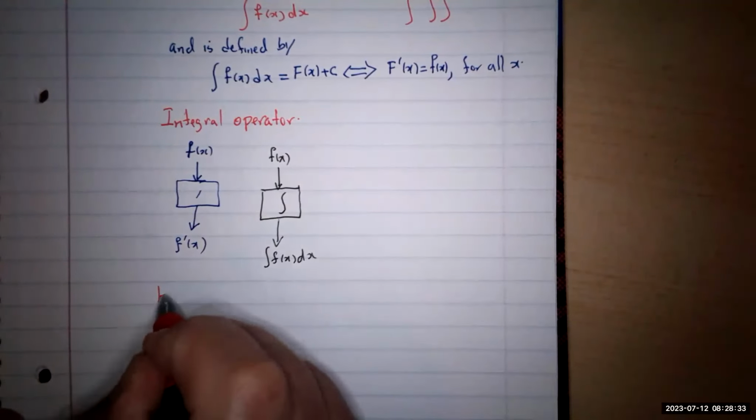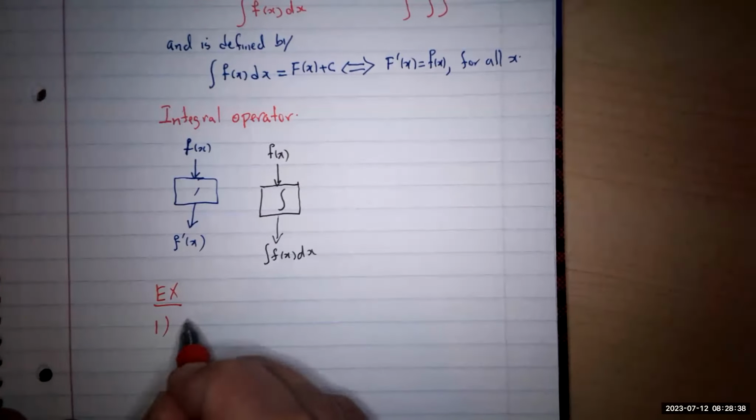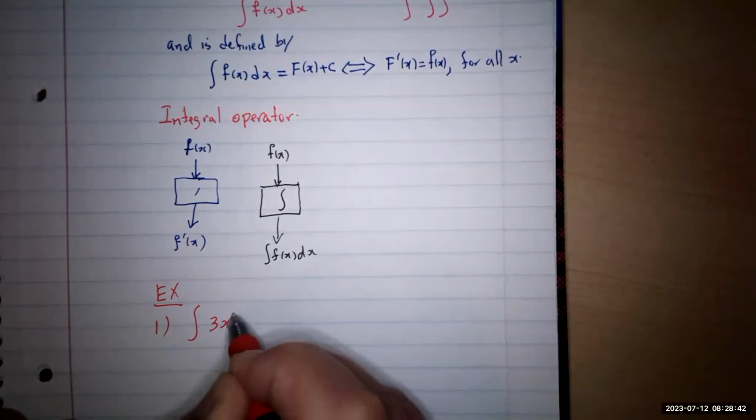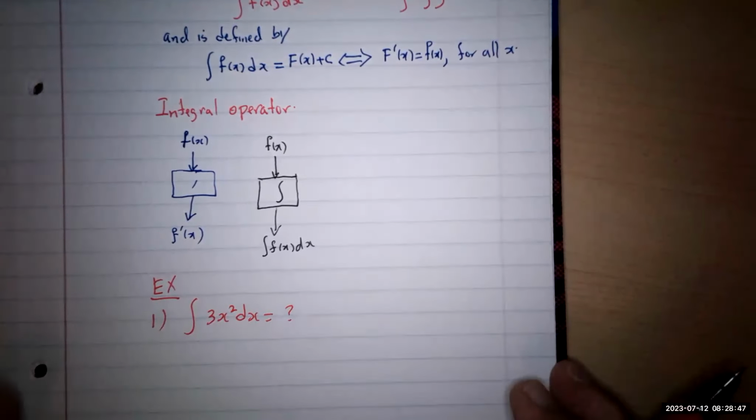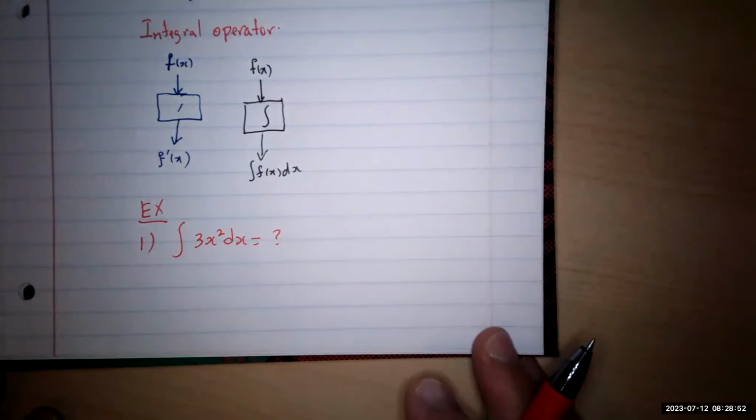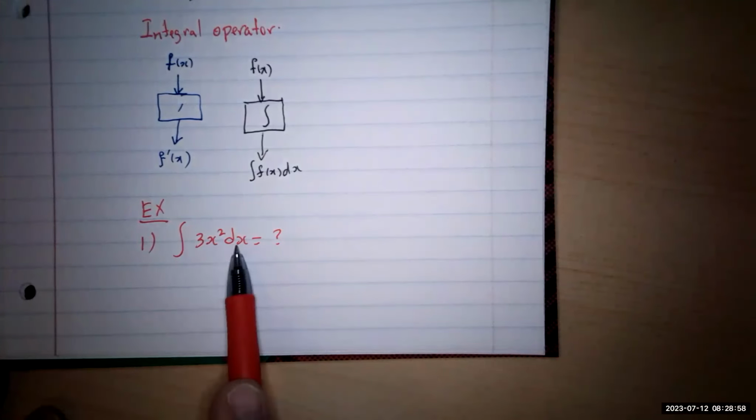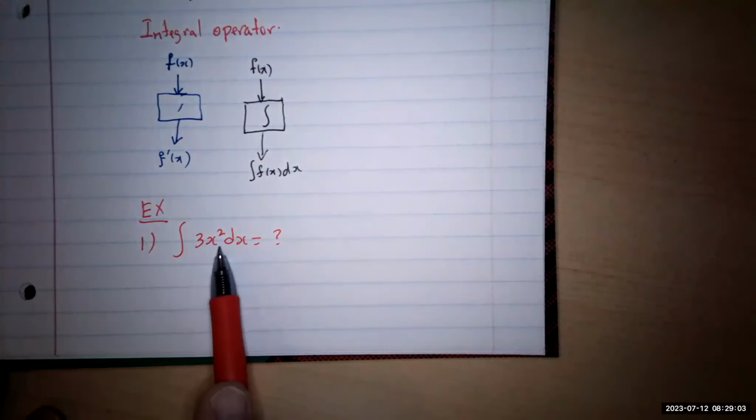Example, the first one. Suppose you want to find the integral of 3x squared dx. We are going to give the formula, but for the time being, we just want to try to find it without any formula. Let's see what this means. You want to find the antiderivative of 3x squared dx. It means you have to find a function whose derivative is 3x squared.